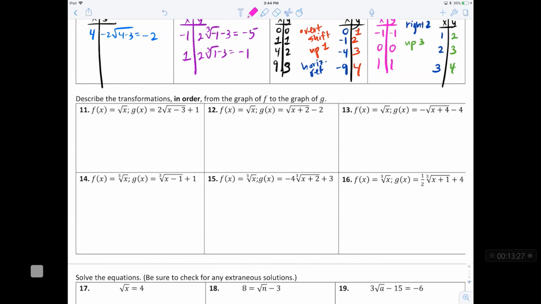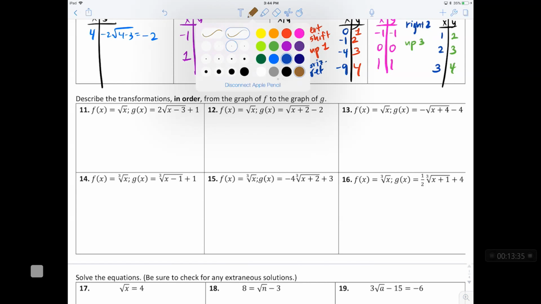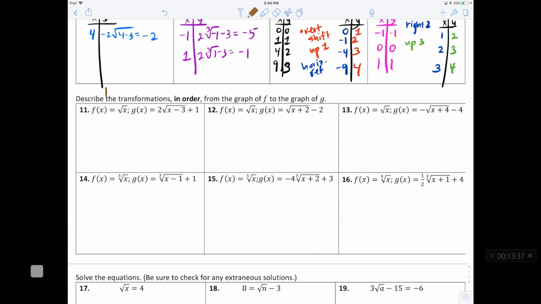Now, I want to describe the transformations in order from the graphs of f to g. Okay, let's real quick talk about the order of our transformations. Keep in mind it goes horizontal, something, horizontal something, horizontal something, and then vertical something, vertical something, and vertical something. So on the outsides, they are shifts. So let me put those both down.